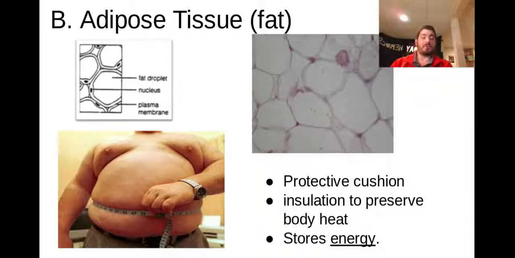And of course, it stores energy, which is why if you go out for a run, which I do all the time, you burn that fat to use up energy, okay? So that's adipose tissue. And you can see the cells that make up these tissues are really cool. Basically, one little tiny nucleus, one cell membrane, and then all this is fat. And that's why fat takes up so much room in our body, as you can see here.